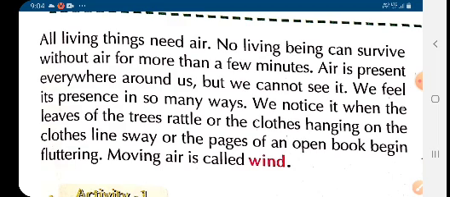But, children, sometimes this wind also uproots the trees. If it is very fast, it may uproot the trees. So, children, let us see some uses of the wind through pictures.